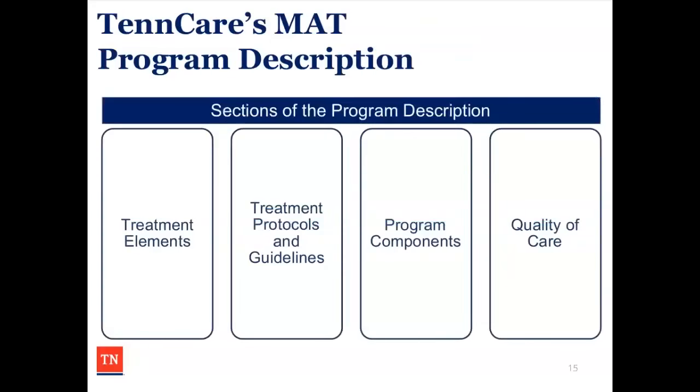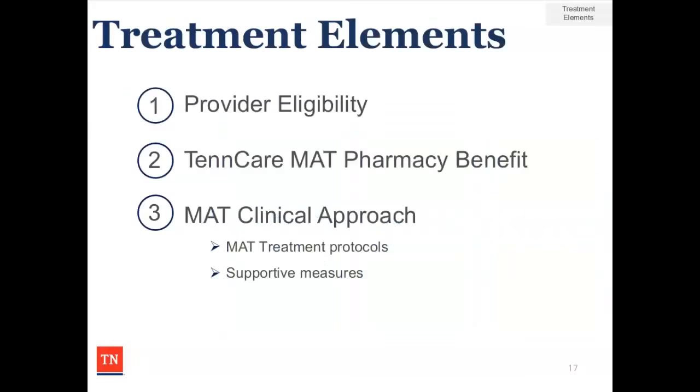In the program description, there are 4 main components or 4 main sections that we'll review individually. There's the treatment elements, treatment protocols and guidelines, the program components, and the quality of care. We'll spend some time diving into each of these, starting with the treatment elements. The treatment elements outline some basic tenets that are a high-level overview across these 3 specific areas.